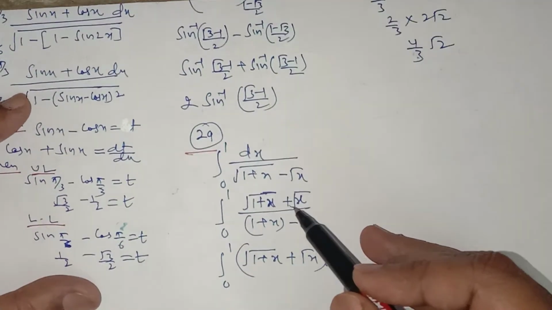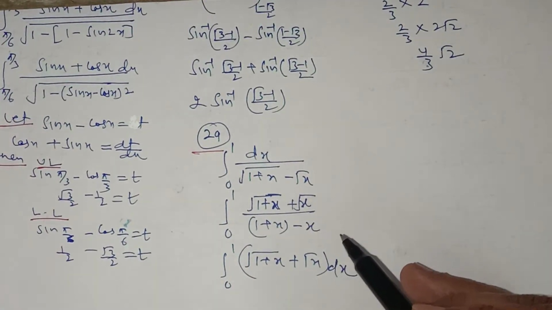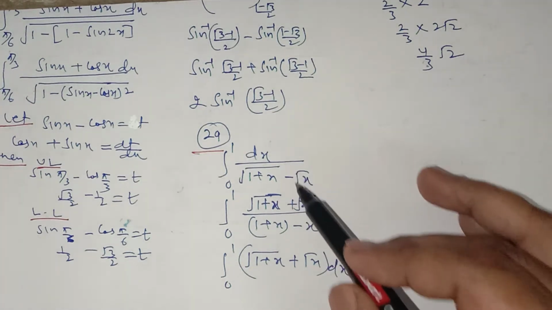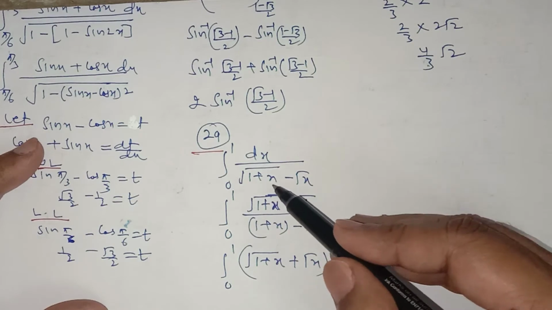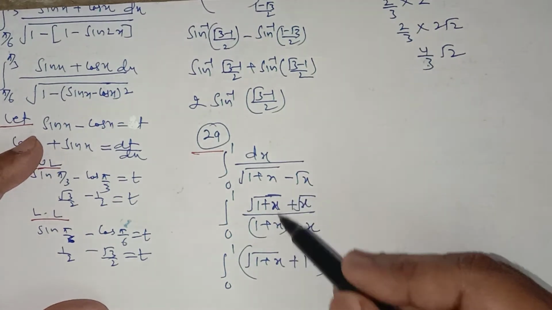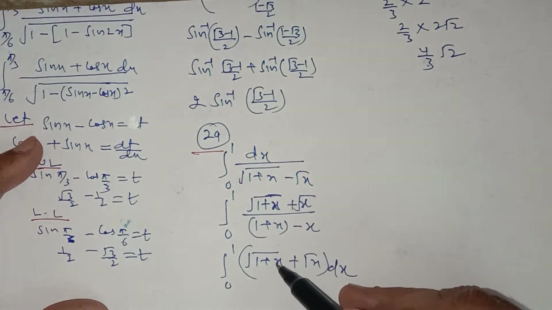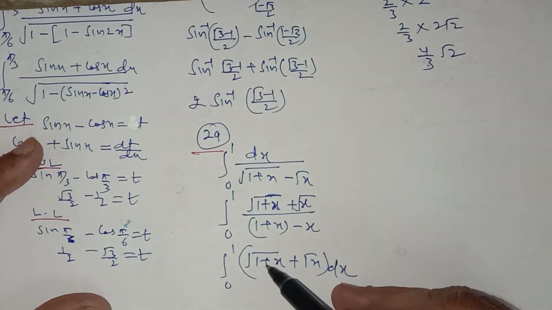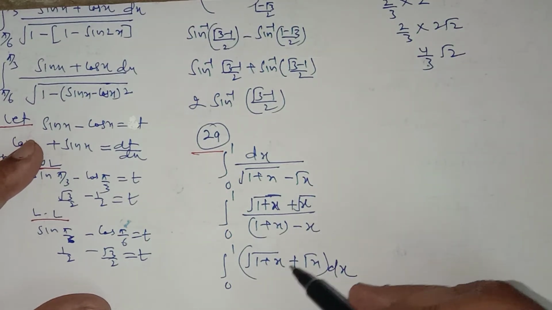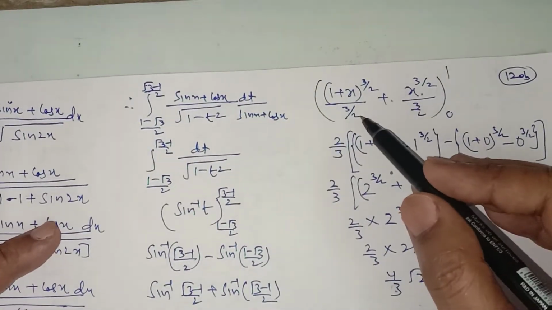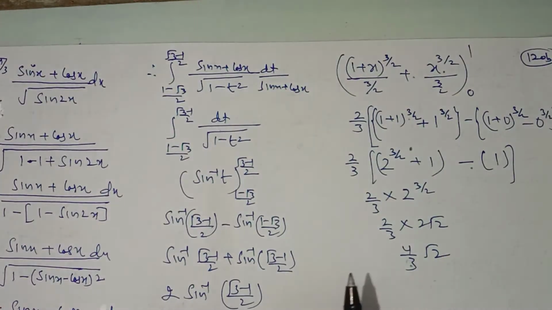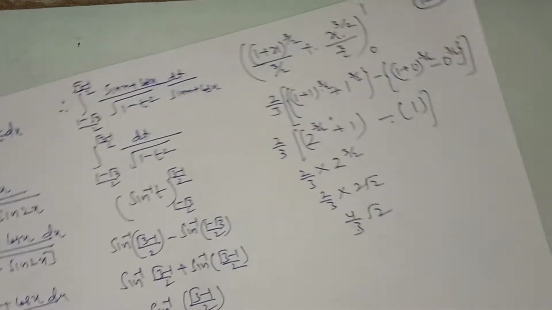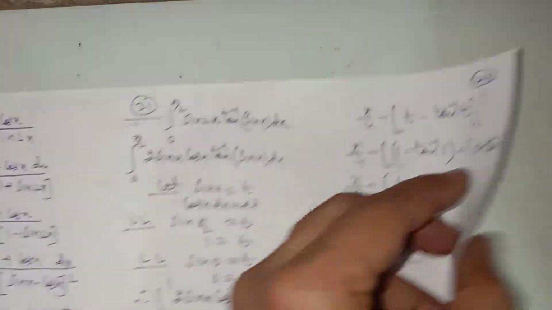In question number 29, you have done this at the start of the miscellaneous exercise. You know how to integrate it by rationalizing. So multiply numerator and denominator by root 1 plus x plus root x, you will get this. The x will be cancelled out, so you have to integrate only root 1 plus x and root x. You know how to integrate root 1 plus x: (1 plus x) to the power half plus 1 upon half plus 1, and x to the power half plus 1 upon half plus 1, with upper limit minus lower limit. So this is question number 29.